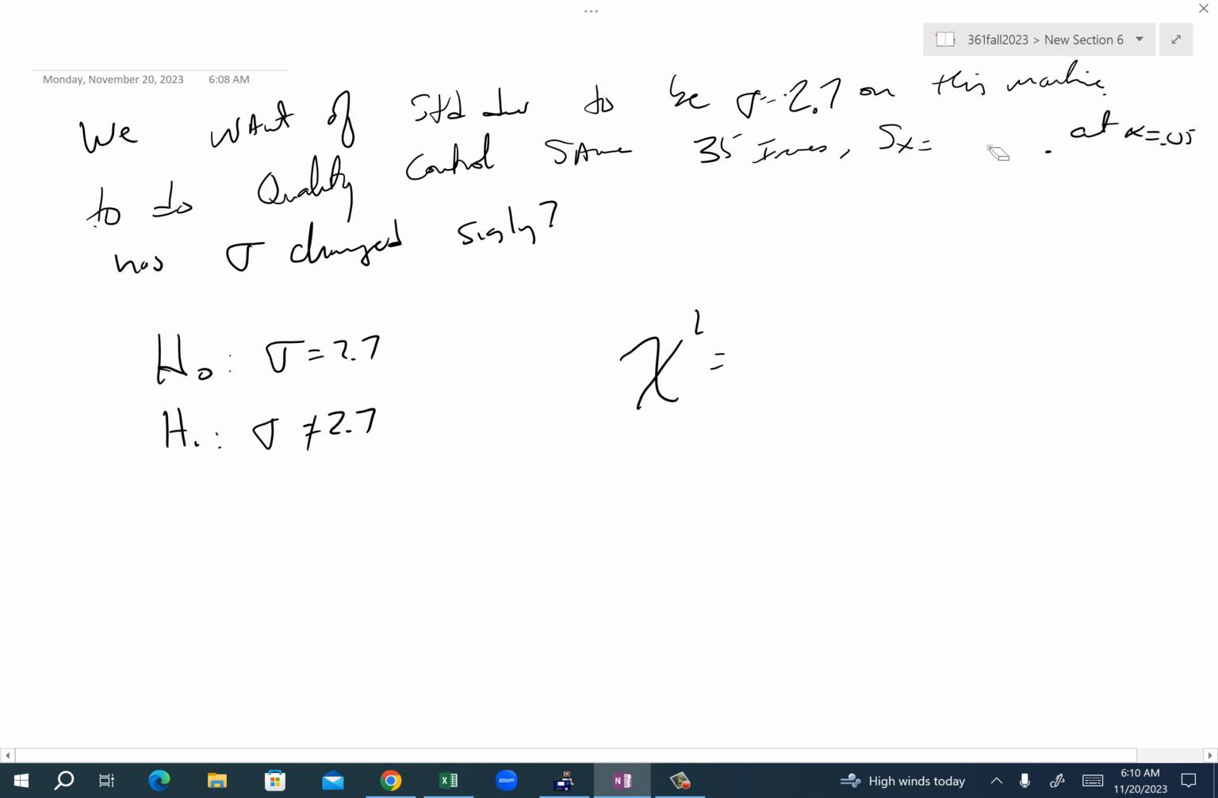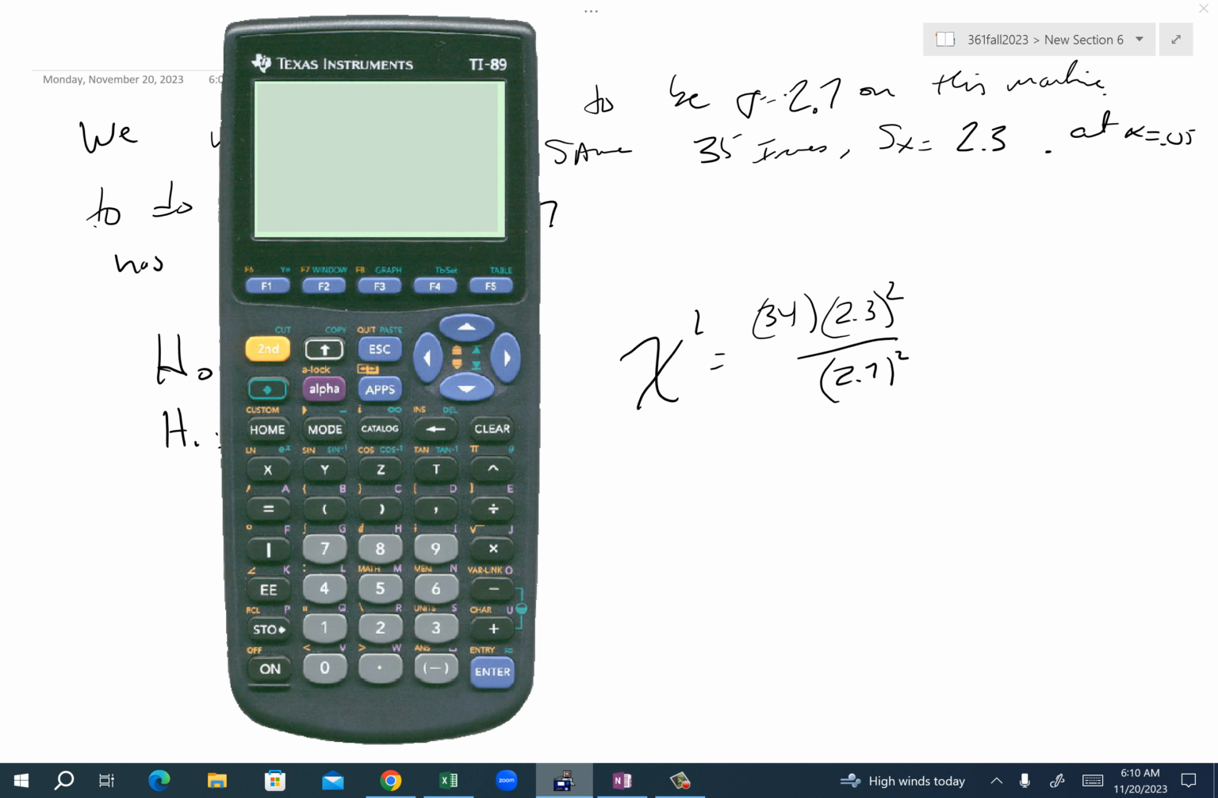So, it's 34 times 2.3 squared over 2.7 squared. Again, it's going to be in the lower part of the tail, but it's a two-tail, so whatever I get, I've got to times it by two. Okay? Let's pull out the calculator here. So 34 times 2.3 squared divided by 2.7 squared: 24.67.